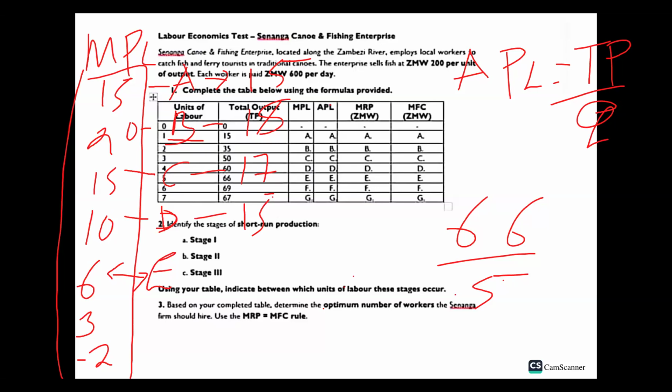It's 11 point something, right? $66 divided by 5. 13. Okay. EF. On F, we have 69 divided by 6.